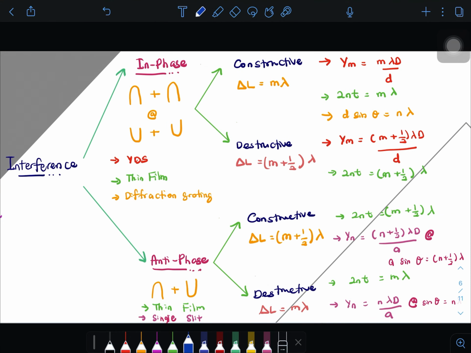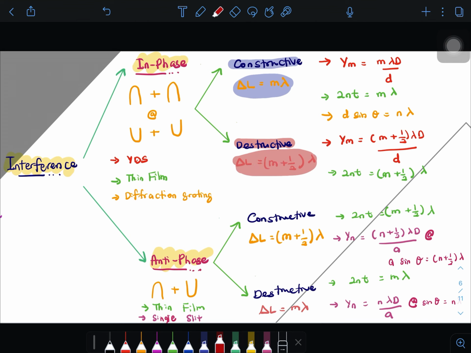Okay, this is the summary for chapter 8. We have learned about interference. Interference terbagi kepada dua. The first one in phase and the second one antiphase. Kalau in phase, untuk dapatkan constructive, the path difference equals to M lambda. Kalau dapatkan destructive, the path difference ialah delta L equals to M plus half lambda.